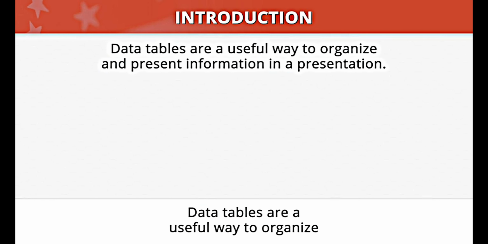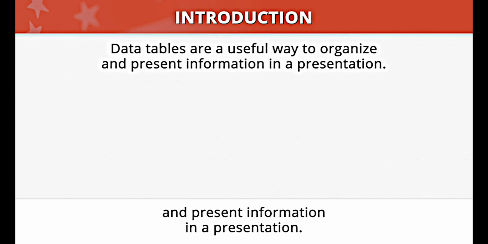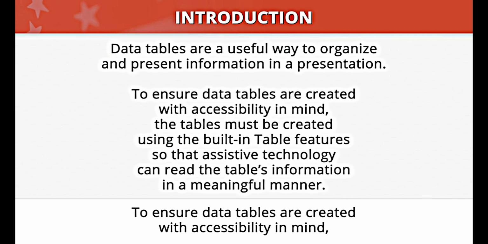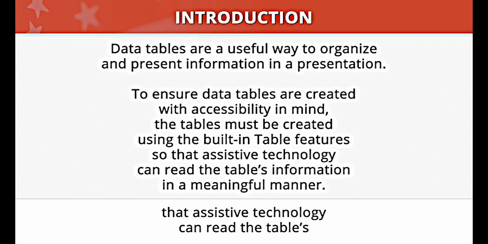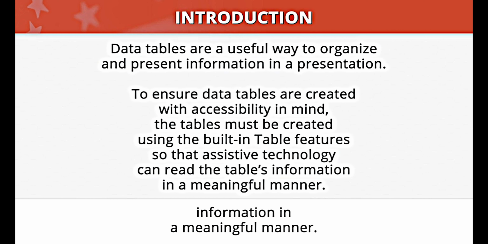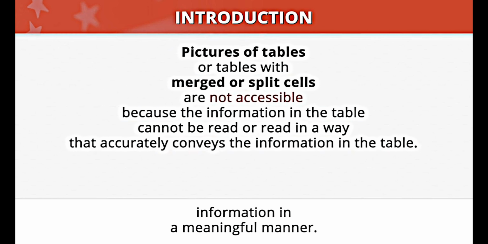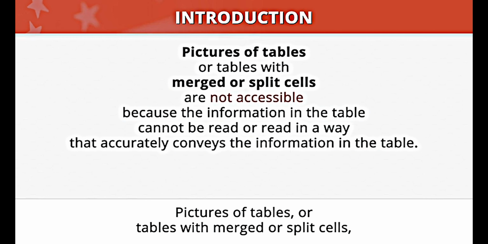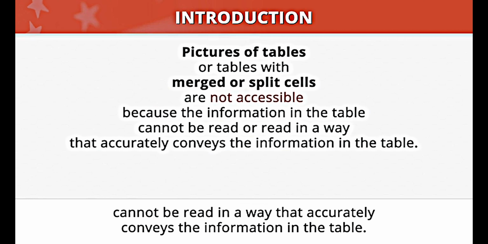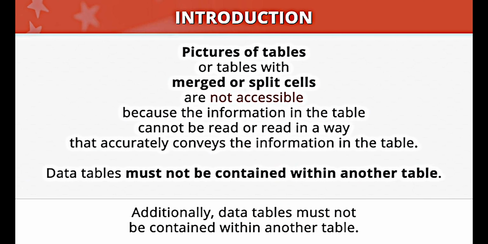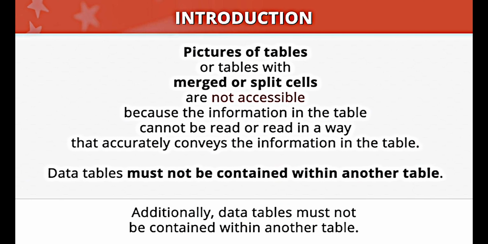Data tables are a useful way to organize and present information in a presentation. To ensure data tables are created with accessibility in mind, the tables must be created using the built-in table features so that assistive technology can read the table's information in a meaningful manner. Pictures of tables, or tables with merged or split cells, are not accessible because the information in the table cannot be read in a way that accurately conveys the information in the table. Additionally, data tables must not be contained within another table.